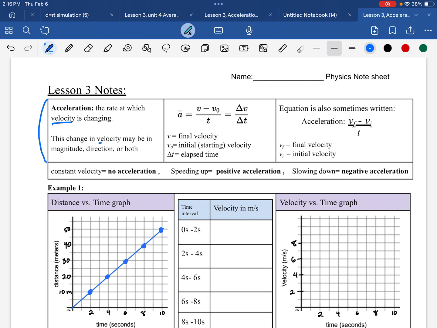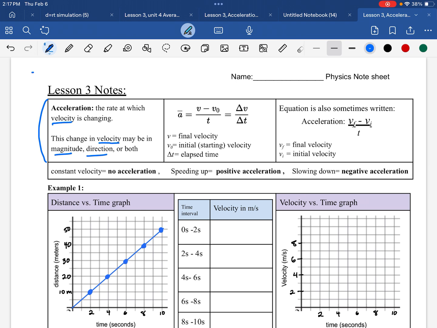Now, remember that velocity is a measure that has both direction and magnitude, right? With velocity, you state how fast something's going and then what direction it's going in. So if either the speed is changing or the direction is changing, those are both acceleration. Now we all experience acceleration in our bodies when velocity changes.